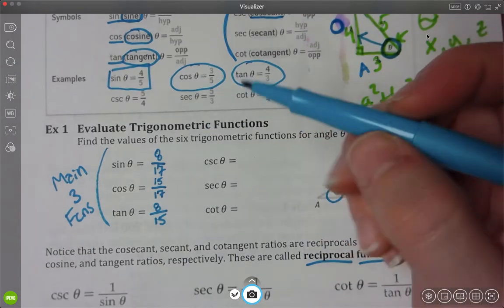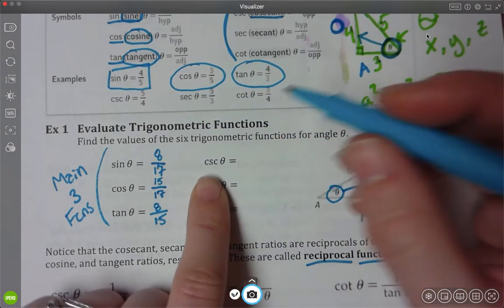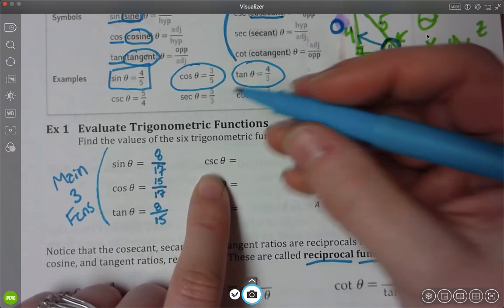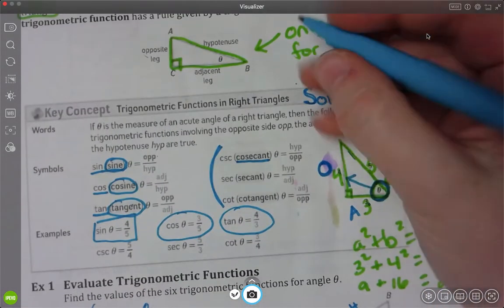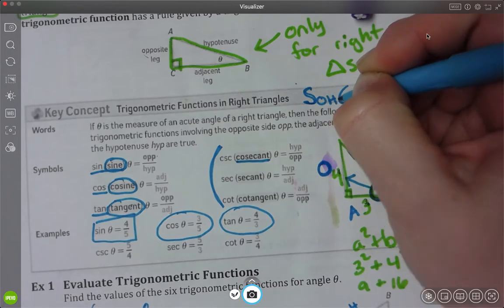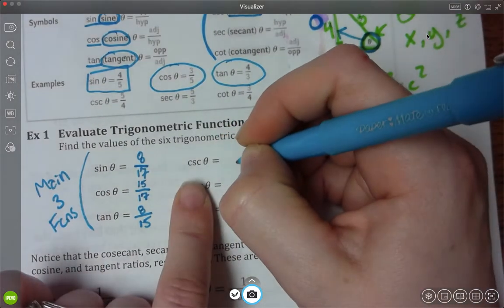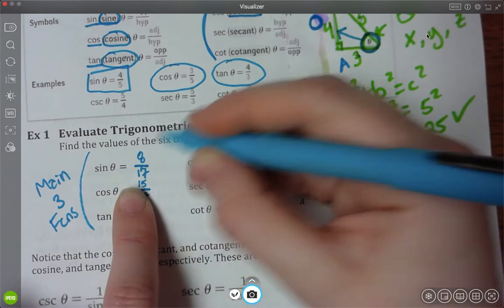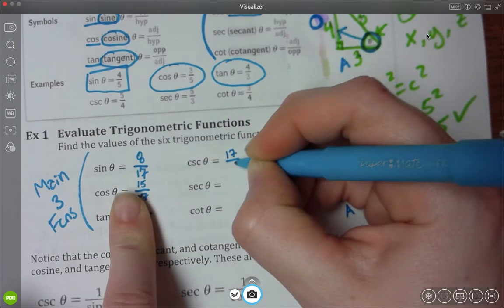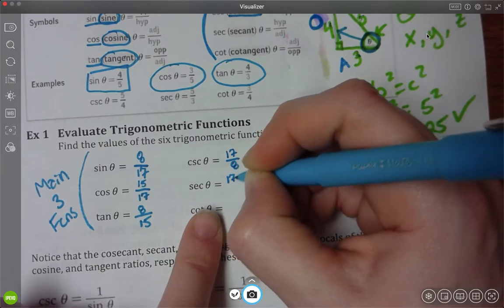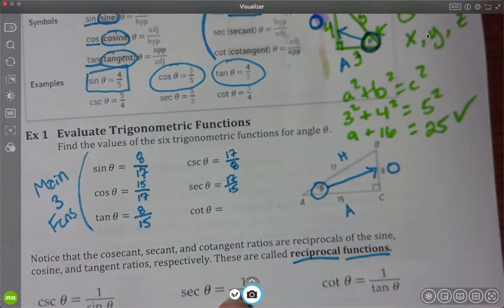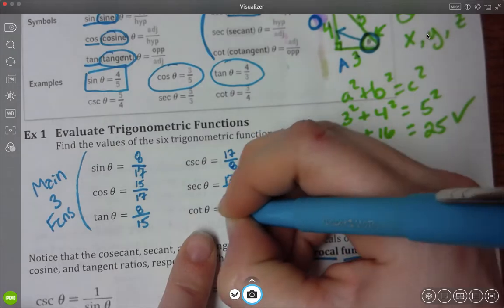And so when we're trying to do these trig functions, this is the very easy part. Cosecant will just be the opposite of what sine is, right? So instead of it being opposite over hypotenuse, it's going to be hypotenuse over opposite. Or I can just take these two and flip them around. So it would be 17 over 8. Okay? Secant will be 17 over 15. And cotangent will be 15 over 8.